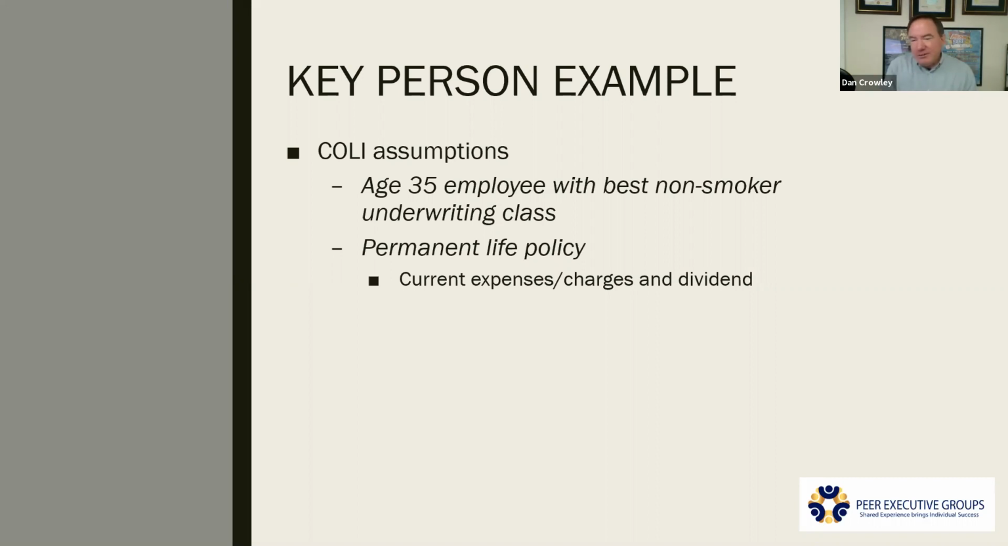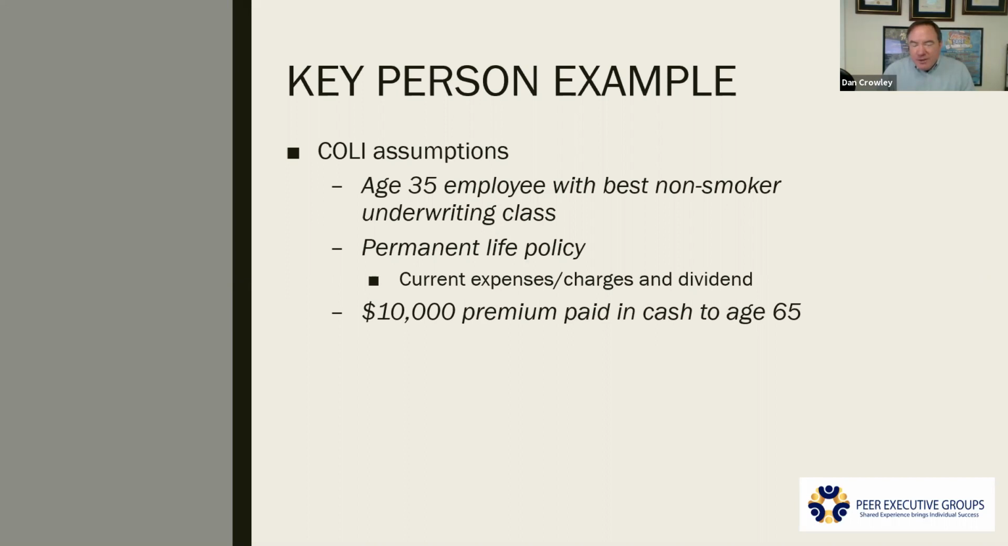There are other policies you can use. We have done what is called an indexed universal policy, and I'll be glad to talk to you about that offline. It's just another option. It's tied to the market. It may have a better result, it may not, so it's a little more risky, maybe a little better return, but we can talk about that if anybody has interest. This one has the current expenses and charges related to a permanent life policy, and it also creates a dividend every year. And that's where we build up the cash.